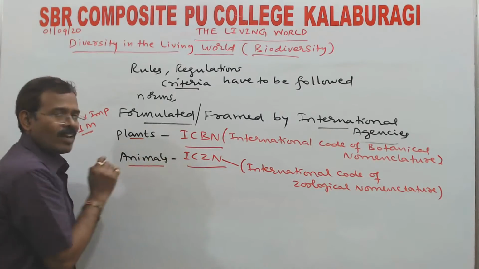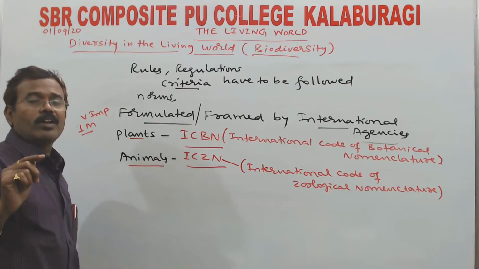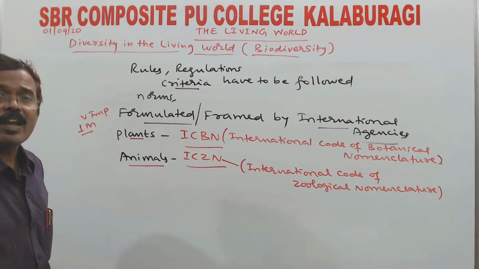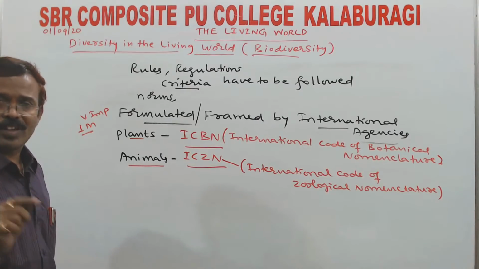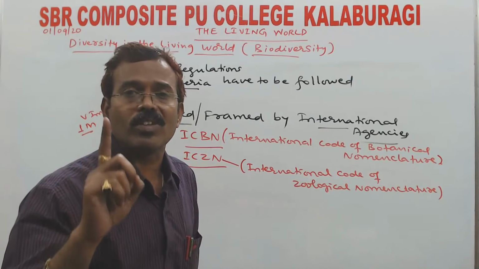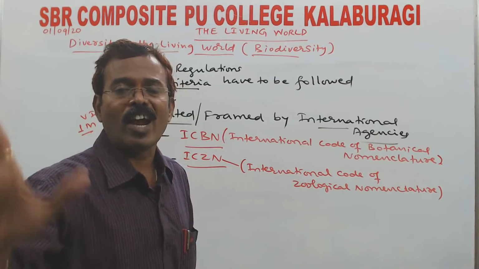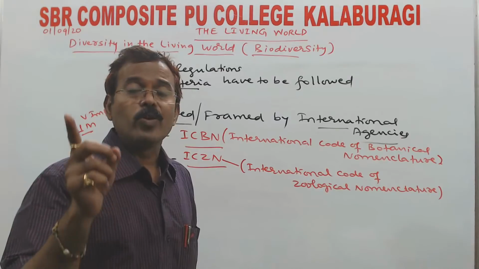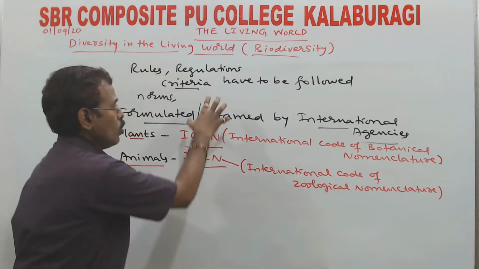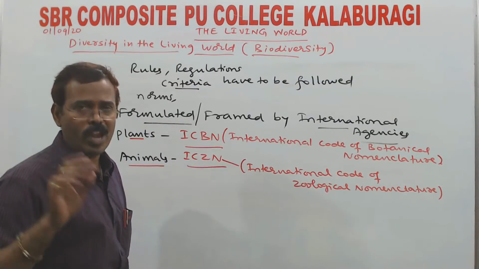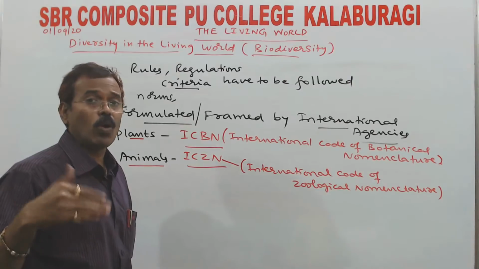So these are the international agencies which provide certain rules, regulations, norms or criteria for naming an organism scientifically. The scientific names given in accordance with the rules are universally accepted. They remain the same in all languages. I told you the demerit of giving local names, but when you give the scientific name as per these rules, it is universally accepted and remains the same in all languages.